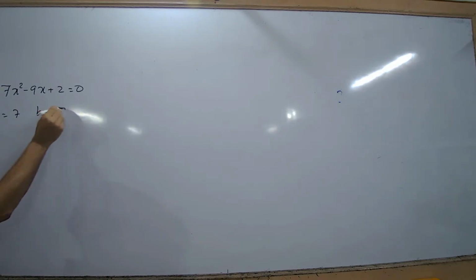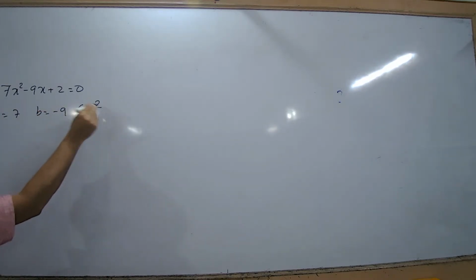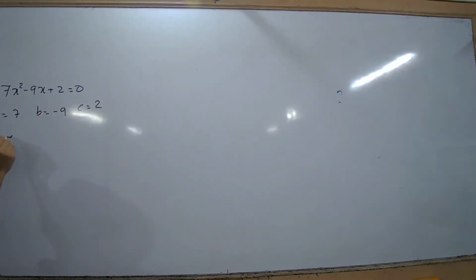So write the first equation: 7x square minus 9x plus 2 equal to 0. a is equal to 7, b is equal to minus 9, c is equal to 2. Find out the value of b square minus 4ac.